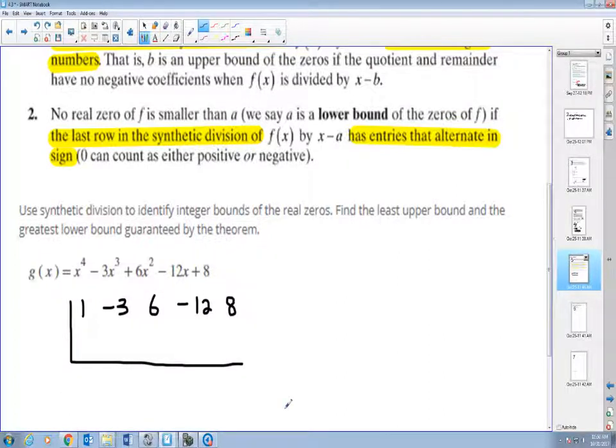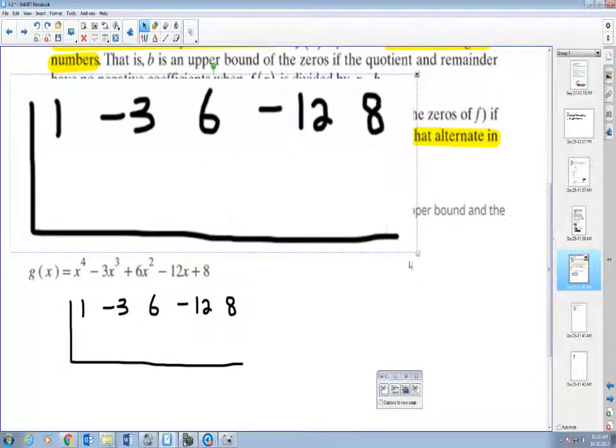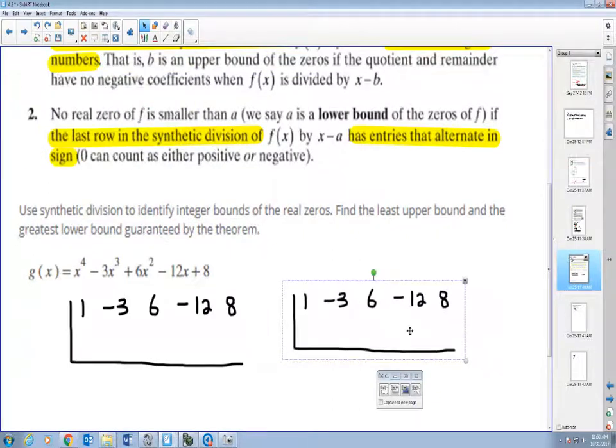So I'll use it again in a minute. This is a copy. Okay.